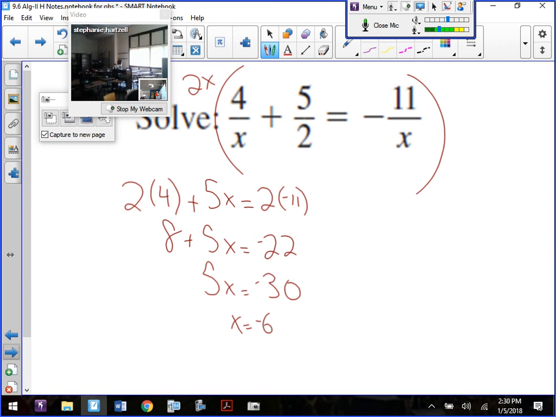So if you do that, you get negative 4 over 6 plus 5 over 2. I know that I need to end in a sixth, so do I have to really worry about the common denominator?